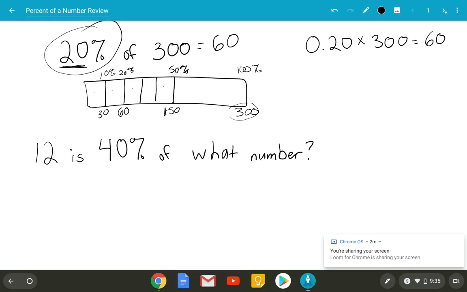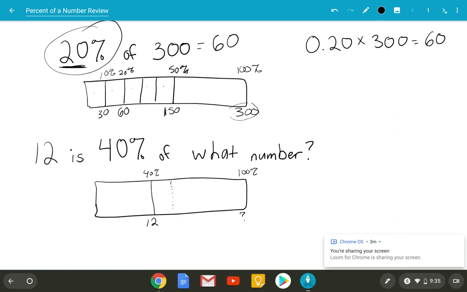Now, a different type of problem is if we have 12 is 40% of what number? Thinking of the same percent bar model that we were just using, we know that we have 12 and that's 40%. So if this right here is 50%, 40% would be about right here. We know that that's 12, but we do not know what 100% is. So we're going to have to go a different way of thinking about it.